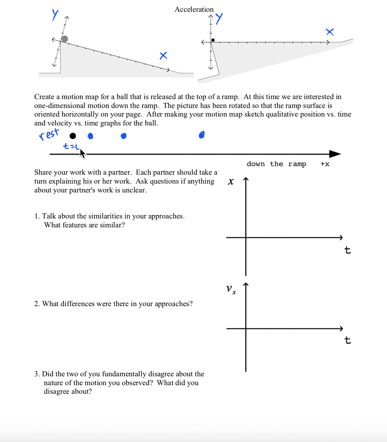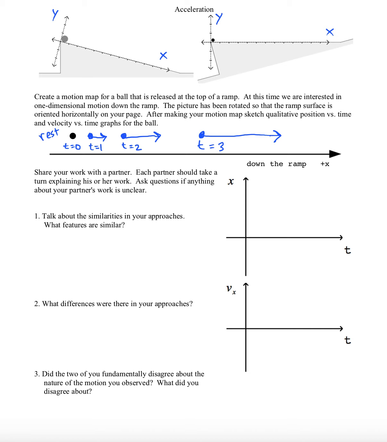That's going to be at t equals 0. At t equals 1, the ball has moved. So naturally, it has some velocity, and I want to give it an arrow. But by t equals 2, the ball has picked up even more speed. We want to show that with the length of the arrow. And at t equals 3, as the ball is heading toward the bottom of the ramp, it's moving quite fast at that time.